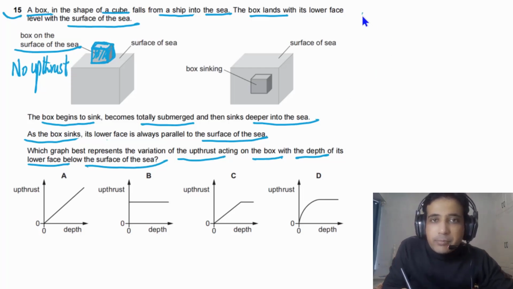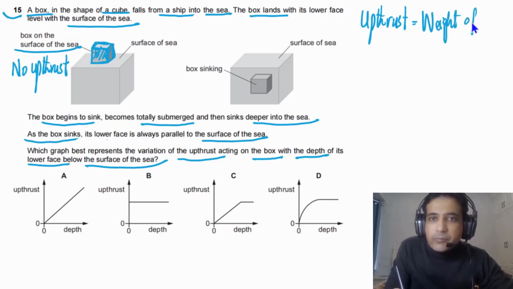Upthrust is an upward force and this is equal to the weight of fluid displaced. So we can write down weight of fluid displaced. This is the main concept you need to understand. So it is very important to understand what upthrust is.